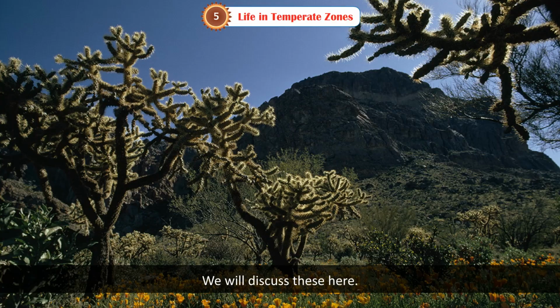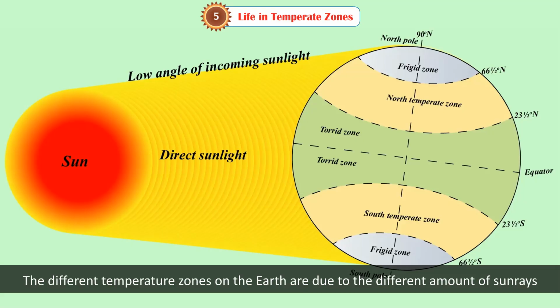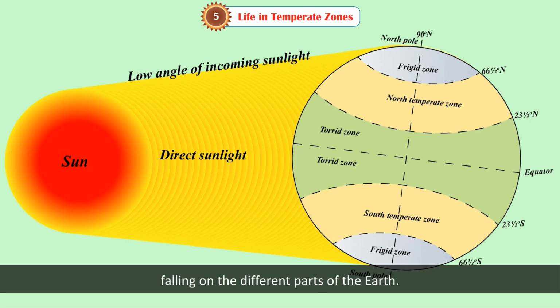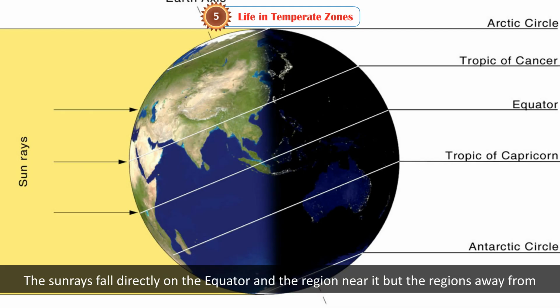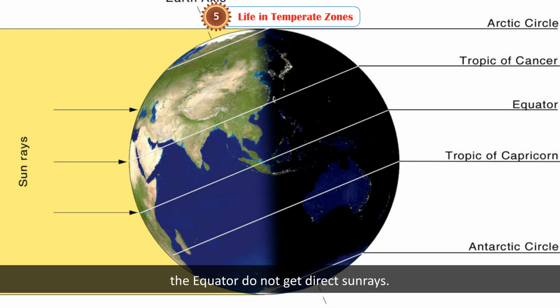We'll discuss these here. The different temperature zones on the Earth are due to the different amount of sun rays falling on the different parts of the Earth. The sun rays fall directly on the equator and the region near it, but the regions away from the equator do not get direct sun rays.